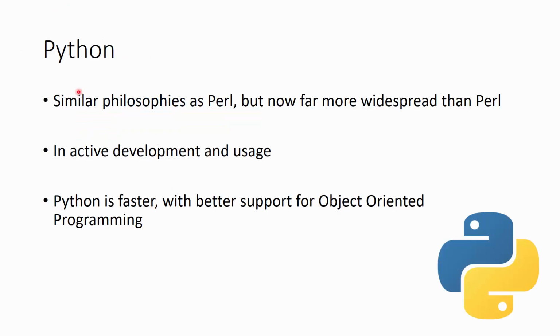On the other hand, Python is an additional language that we also see in Unix. It has similar philosophies, but Python has really overtaken the world compared to Perl. Perl is great, but Python is in active development, and it's in active usage by lots of different people. It's a faster language, has really good support for actual object-oriented programming. It's well linked into other languages, and it's being taught at lots of universities, whereas Perl really isn't at this point.